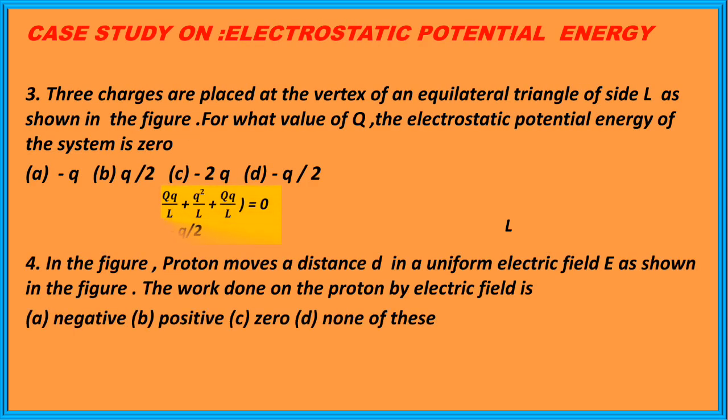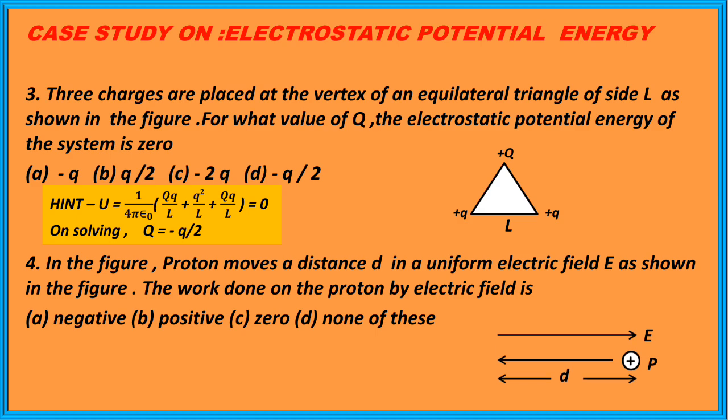Question number 3. Three charges are placed at the vertices of an equilateral triangle of side L as shown in the figure. For what value of capital Q is the electrostatic potential energy of the system 0? Option A, minus Q; B, Q by 2; C, minus 2Q; D, minus Q by 2.